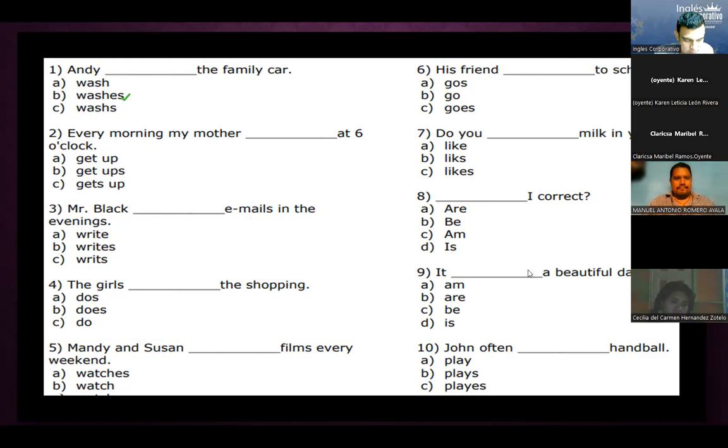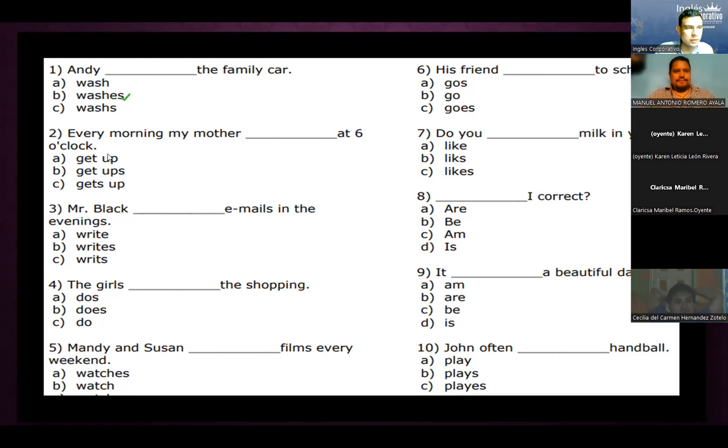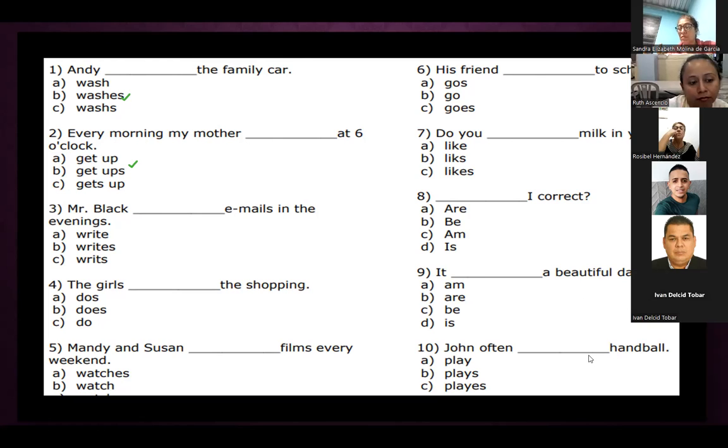My mother get ups. Is it letter B? Exactly. Can you read the complete sentence with the answer? Every morning, my mother get ups at 6 o'clock. Good, excellent. Number three, let me see. Miss Ruth Asensio, number three, Mr. Black. Right, email. Letter B. B, okay, right, exactly.